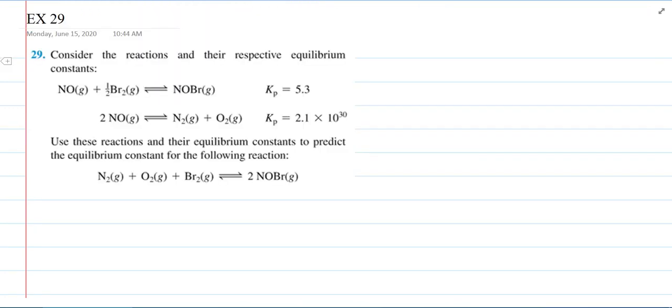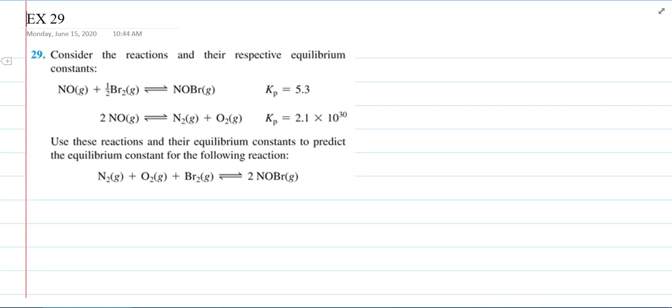So now we have 2 reactions, and we want to get a third reaction. So I have NO, bromine, NOBr, and then NO, N2, and O2. I got 2 Ks, they're Kps, and I want to find the equilibrium concentration, or not the equilibrium concentrations yet. We'll get there later. I want to find the equilibrium constant expression of this last reaction.